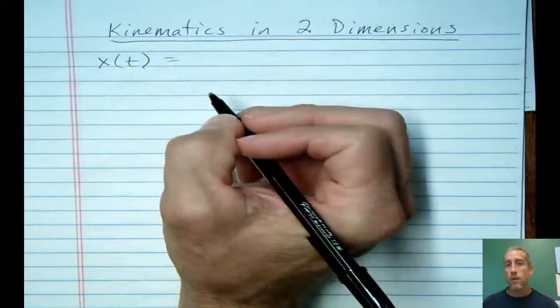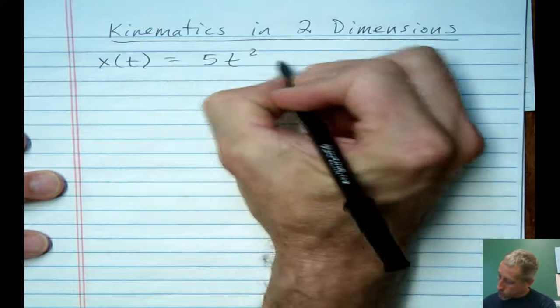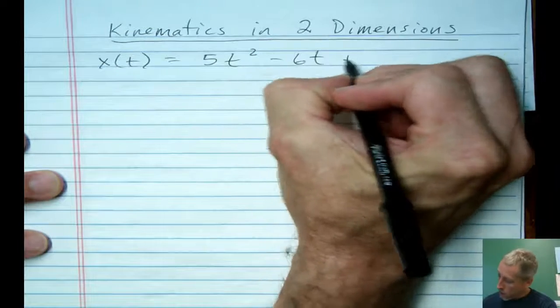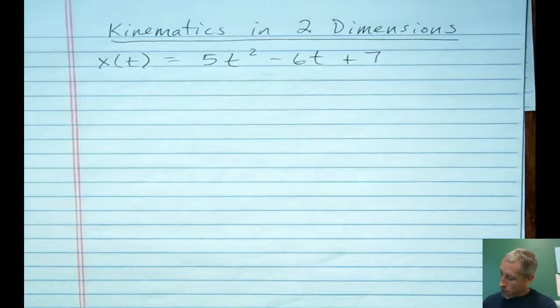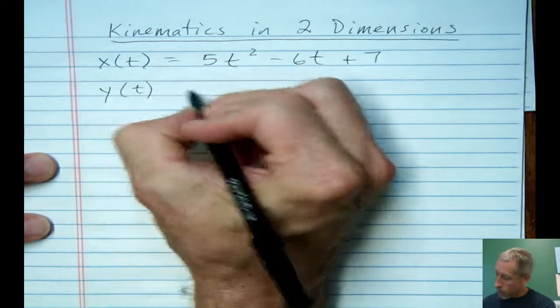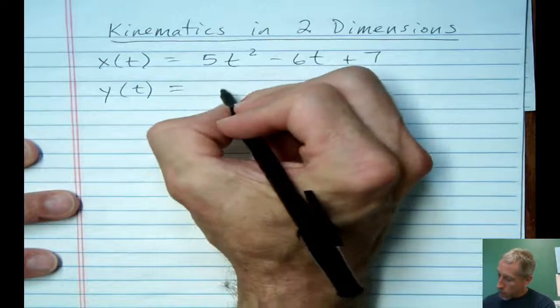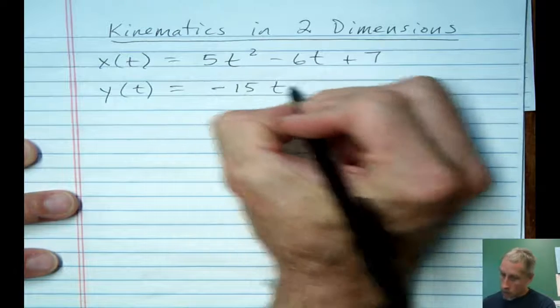The horizontal position, or x as a function of time, might be 5t squared minus 6t plus 7. And at the same time, you have some motion in a perpendicular direction. Maybe that'll look vertical on the drawing. Could be minus 15t plus 1.